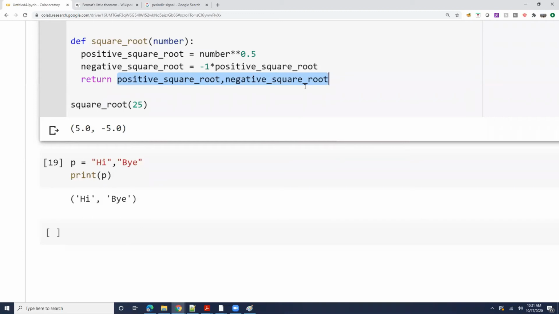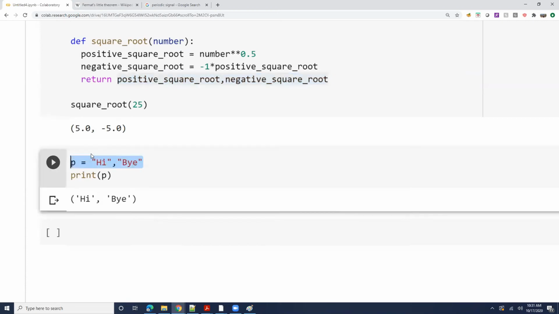So Python internally favors tuples when it is returning multiple values for a given function, or even in multiple value assignment to a given variable. So it's automatically creating a tuple because it preserves the elements and their order.